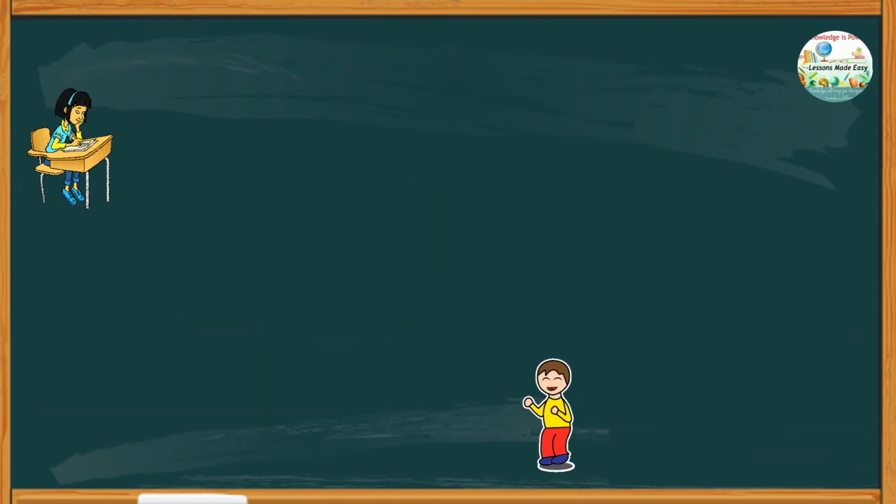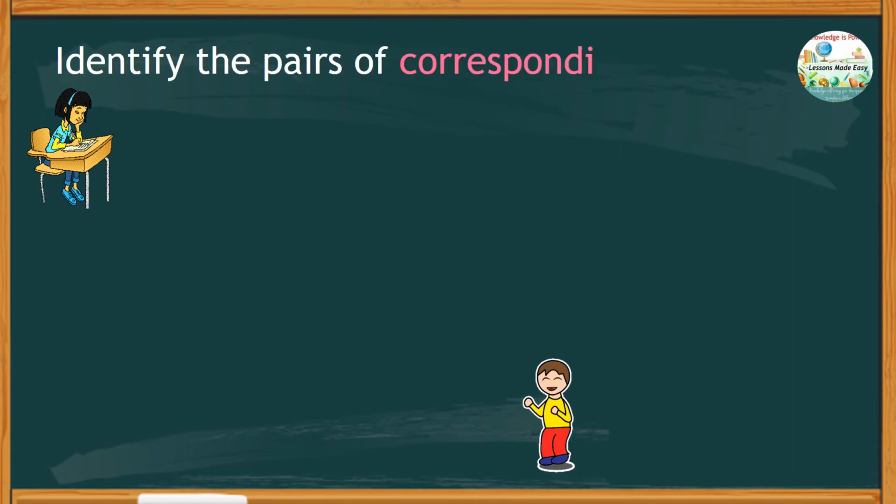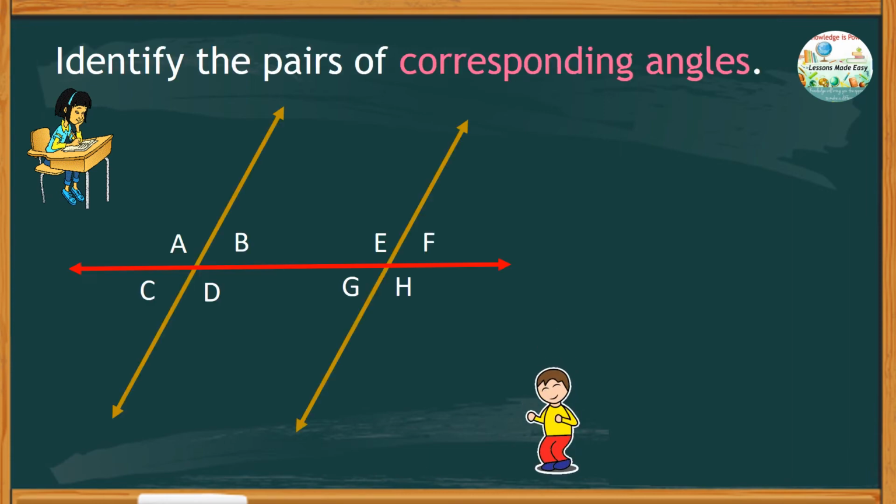Let's see how well you are able to comprehend this lesson. Identify the pairs of corresponding angles in this illustration. You can always pause this video should you need to write down the pairs of angles.